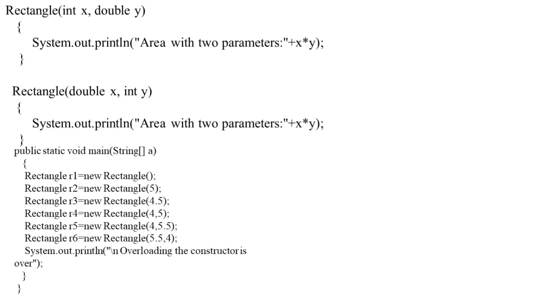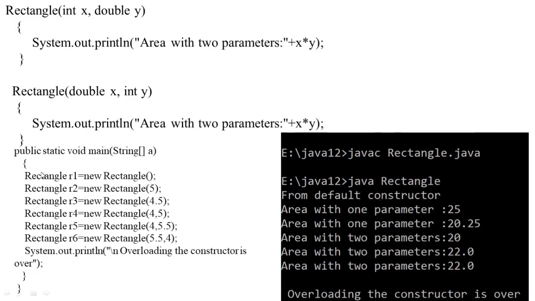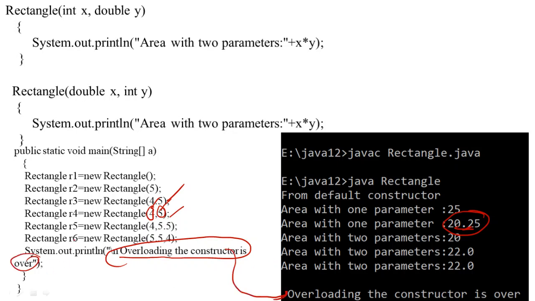In that manner, one can understand all the other statements. Rectangle R3 equal to new Rectangle 4.5. 4.5 means that 4.5 will be squared, and you will get 20.25. In that manner, certainly one can understand. This is 4 comma 5, which means 2 integer arguments will be passed, isn't it? In a similar manner, you can understand R5, R6, and so on. At the end, I am displaying a message, overloading the constructor is over. Just see, it is displaying that. Yes, just go through this one. It is simple and straightforward.